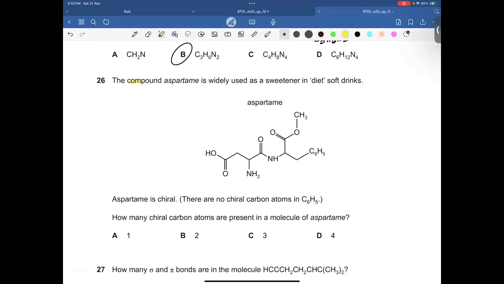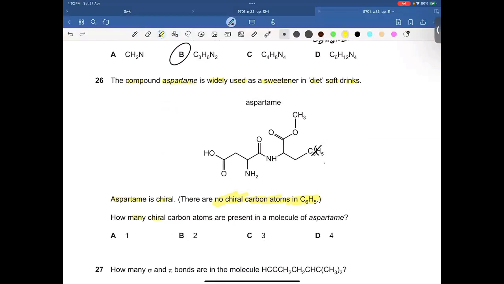The compound aspartame is widely used as a sweetener in diet soft drinks. Aspartame is chiral, and benzene has no chiral carbon atom. Okay, so this one has no chiral carbon atom. How many chiral carbon atoms are present in a molecule of aspartame?